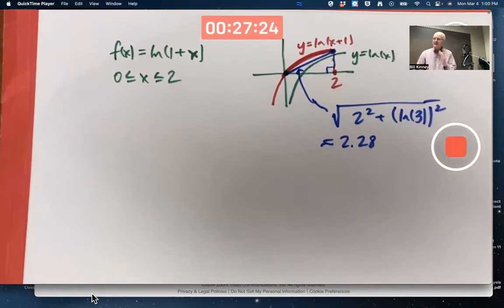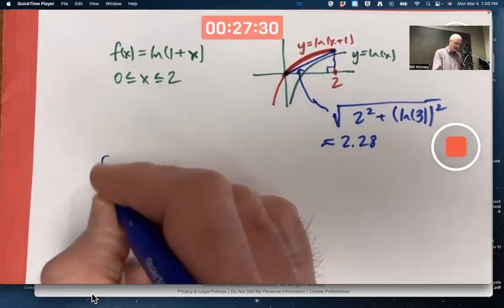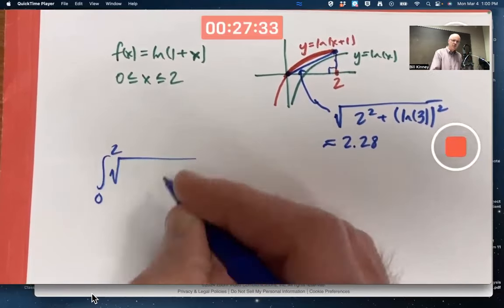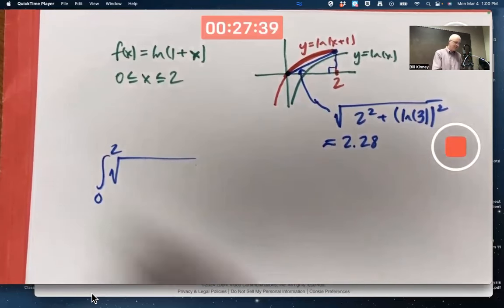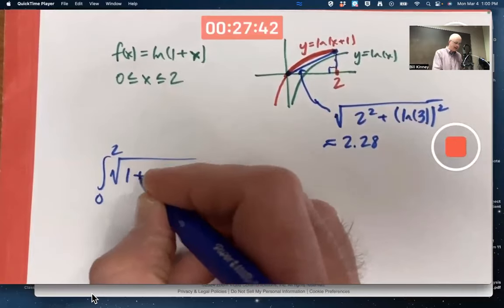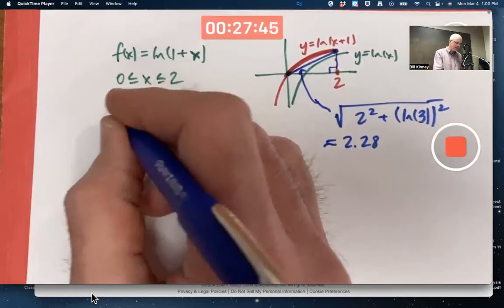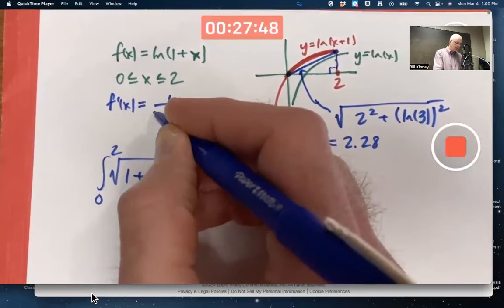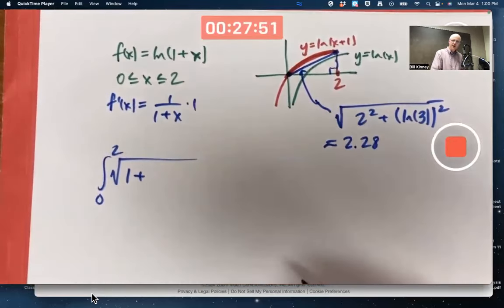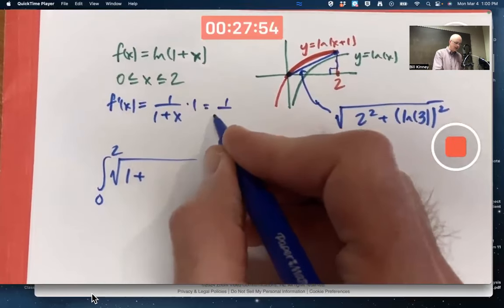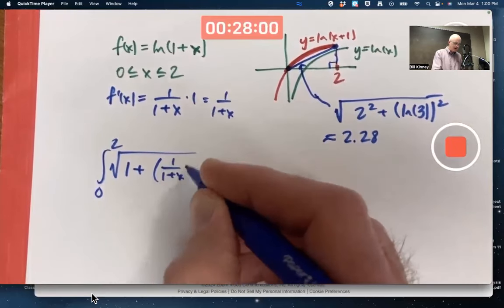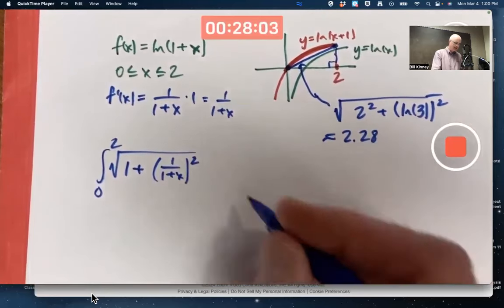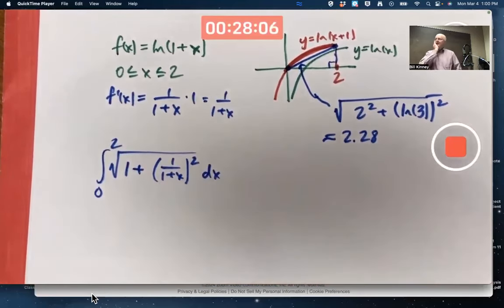And I do want to show you, you can get to a point where you can do the integral, but it's tricky. This will be good practice, though, with trigonometric substitution. I need to integrate square root of 1 plus f prime of x squared, so I have to find f prime of x as well. That's going to be 1 over 1 plus x times 1 because of the chain rule, which is just 1 over 1 plus x. That's the derivative. I have to square that, add 1 to it, take a square root, and that's the function that I integrate. Yikes.